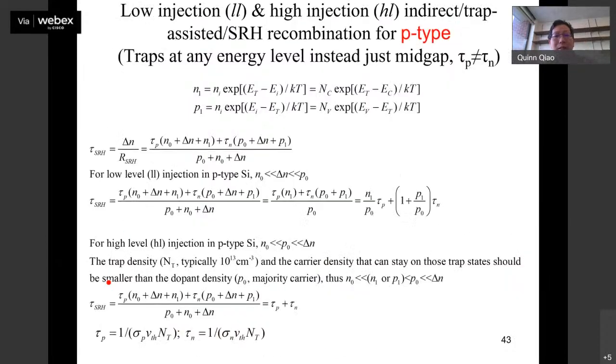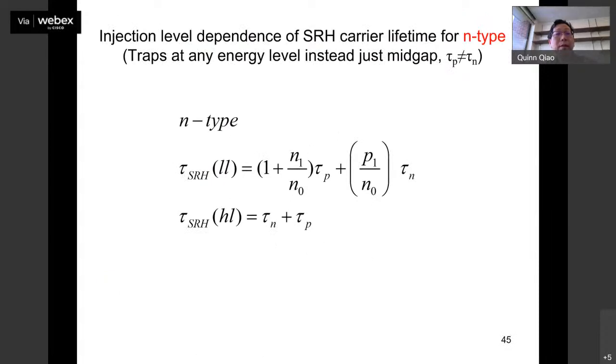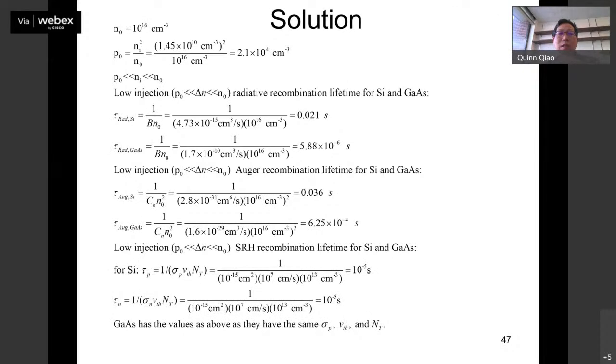So with that, this is something similar here. You just do it for N-type, right? And then you simplify this SRH as low level injection, high level injection. You will get this equation and these equations. This is after you add that relationship: what is the relationship between N0, P0, and delta N? Okay, and then here shows examples.